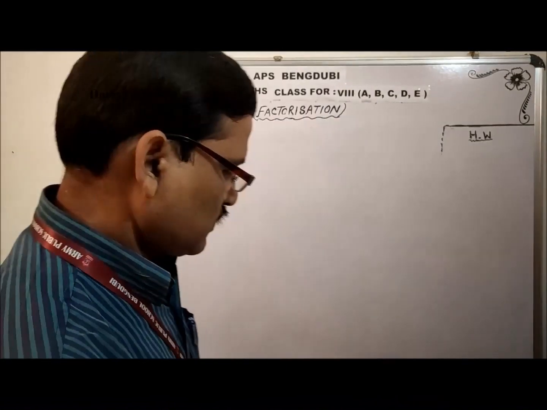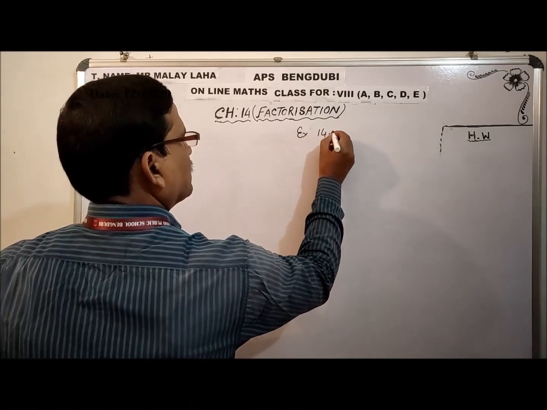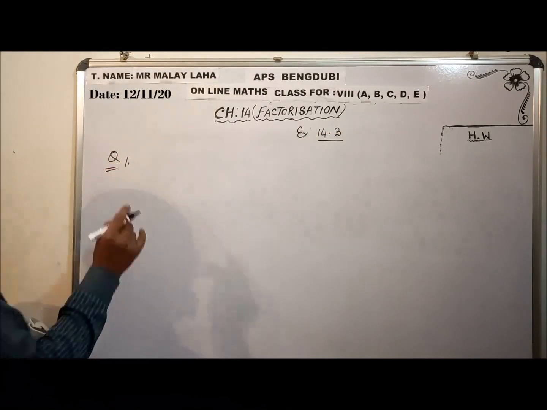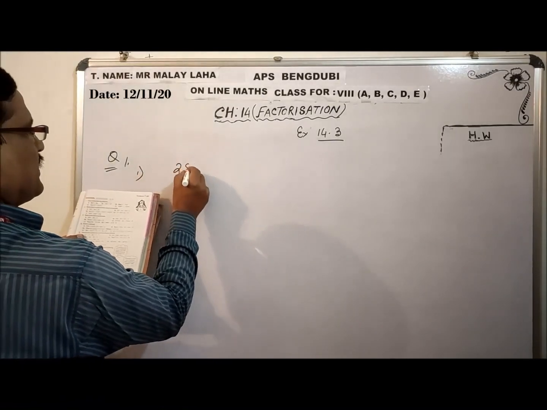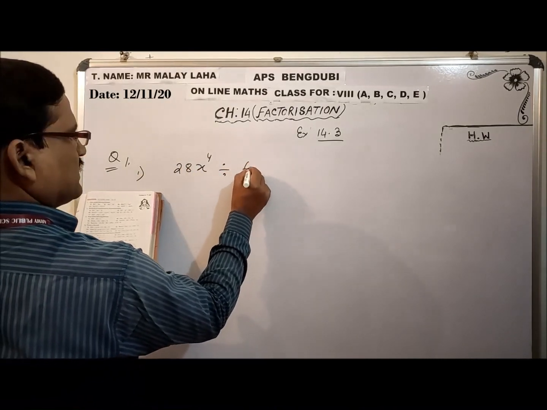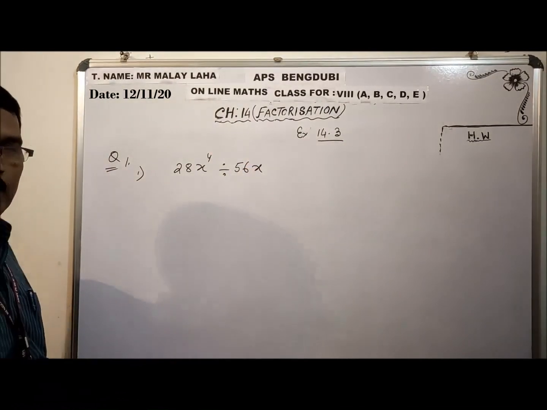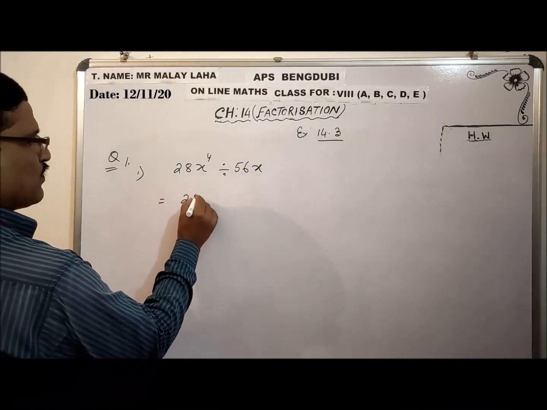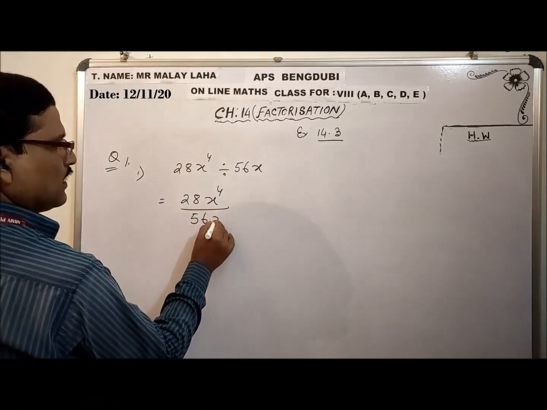Exercise 14.3, division of polynomial by another polynomial. Question number 1, part 1: 28 x raised to 4 divided by 56 x. Now we can do it in many ways. Whatever you find easy, you will do. I can write it in division form, 28 x to the power 4 divided by 56 x.